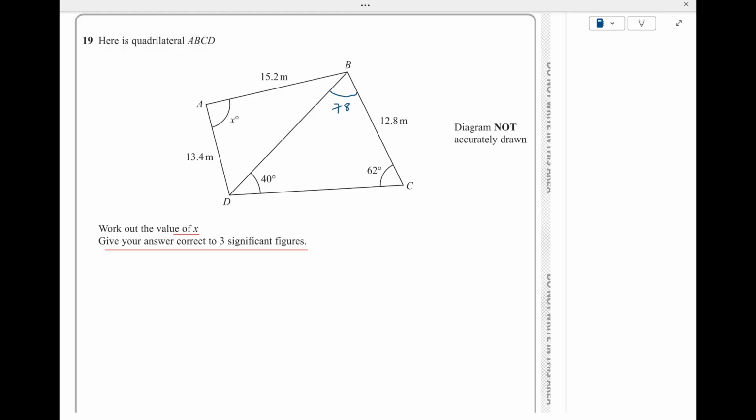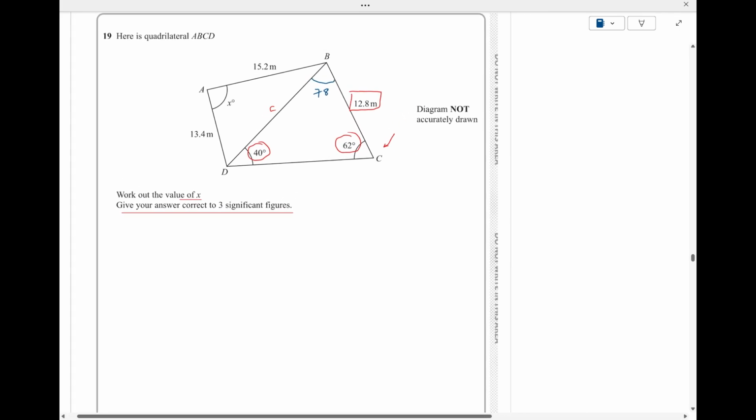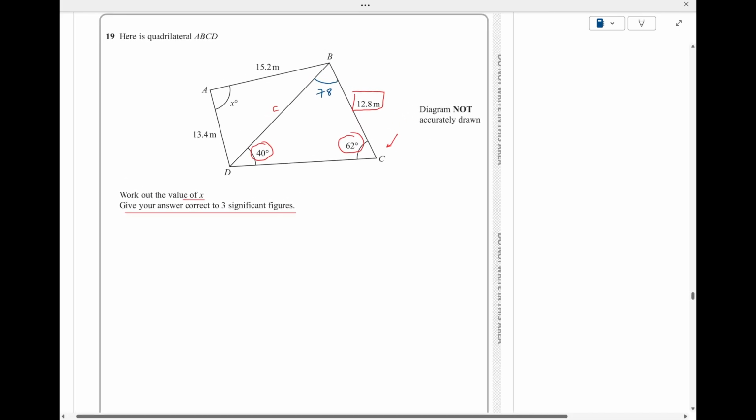Now, sometimes that first step helps you take other steps. Let's have a look. Now, I'm thinking that I've got the 40 and the 12.8. So I can use the sine rule here, because then I've got the 62, and I can find that length there, which I'm going to call little c, as it's opposite that. So in fact, it looks like my 78 was an irrelevant first step. But that doesn't matter. It got me into the swing of things. And maybe it won't be irrelevant. We'll find out, won't we?